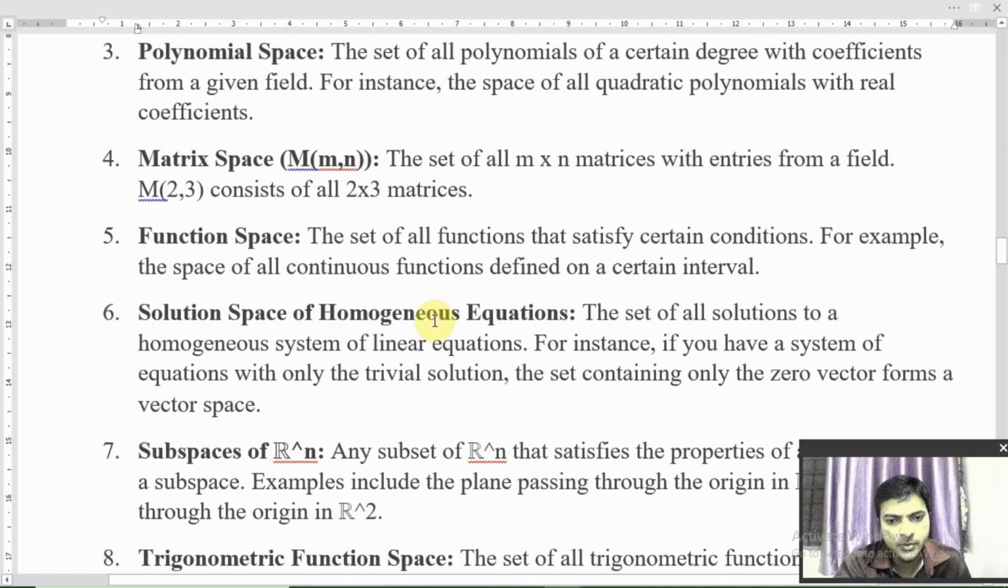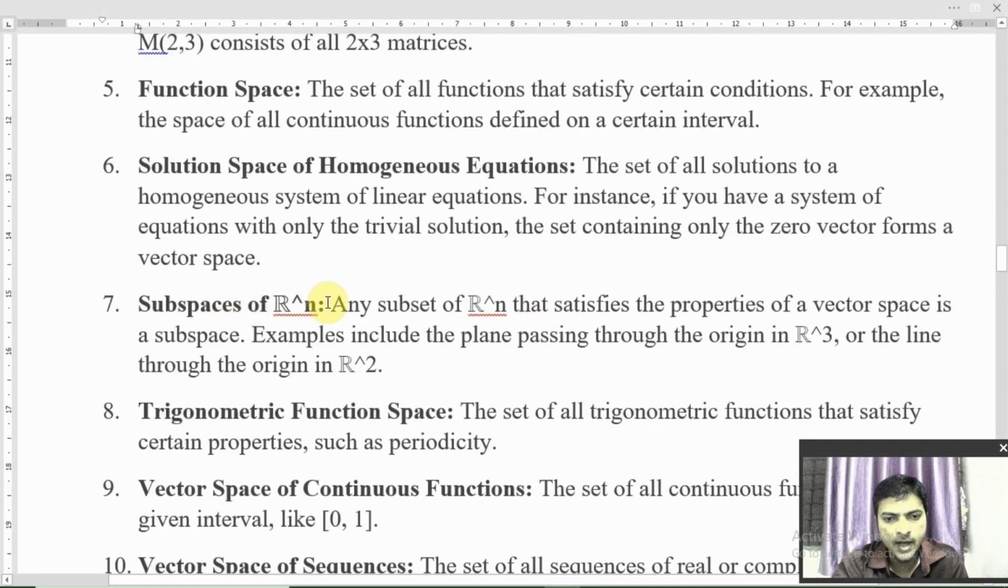Then the solution space of a homogeneous equation. Yes, just now I declared that for homogeneous equations we find the solutions of the linear equation, and we declare that the solution set satisfies the vector space. It is also a subspace of Rn. You can say that a subset of Rn that satisfies the properties of a vector space is a subspace.